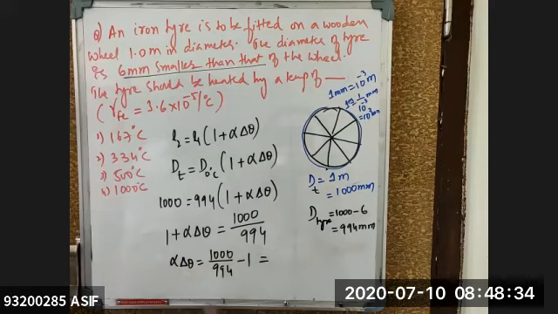So let us try to do this calculation, use some external help and try to give me the answer. 1000 divided by 994 minus 1. Or else you can take the LCM for that one.